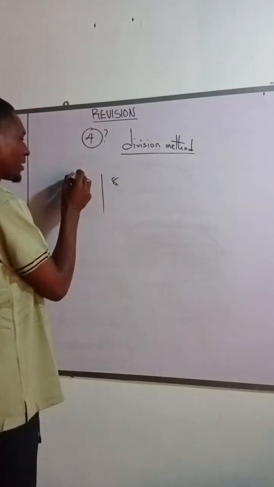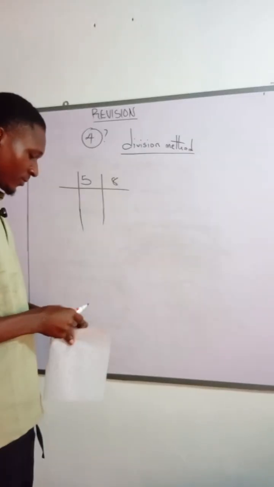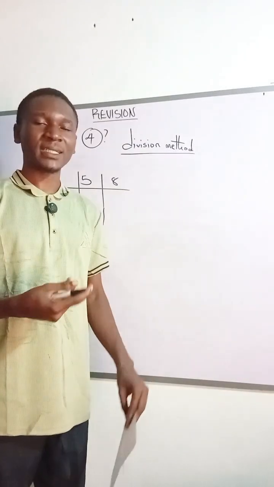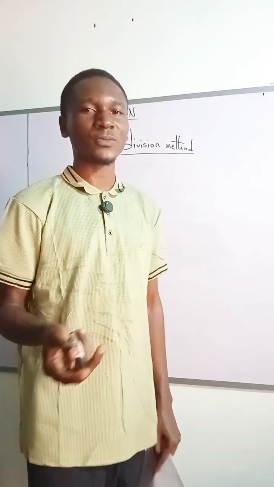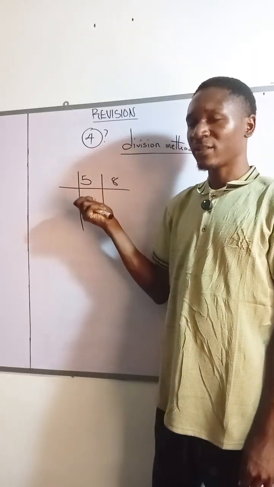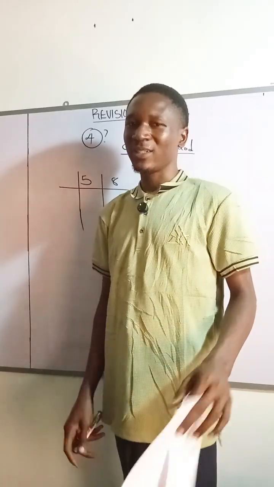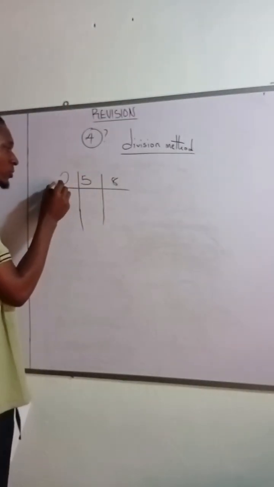Looking for the LCM of 5 and 8. You draw your division sign this way. And as I told you, what you do is you look for the smallest number that can divide any of the numbers, starting from 2. Can 2 divide any of them? 2 cannot divide 5 without remainder, but 2 can divide 8. The moment 2 can divide one of the numbers, it's not compulsory that it must divide all the numbers. The moment it can divide one of them, then you can use it. So since 2 can divide one of the numbers, we are going to use 2.